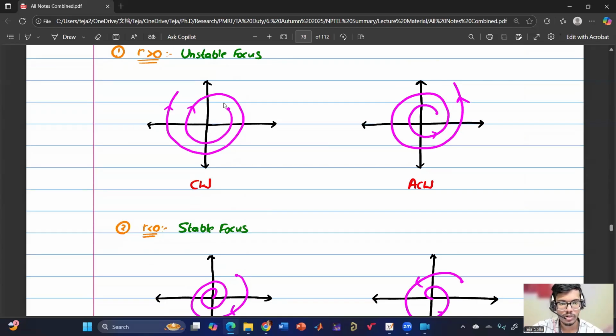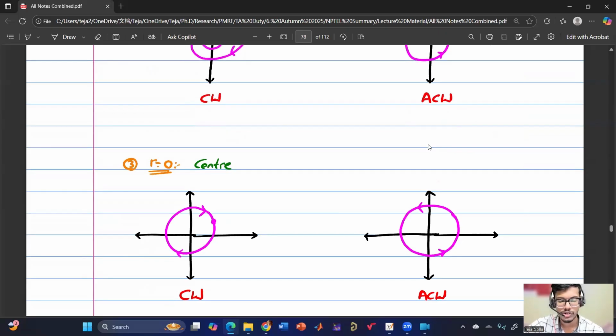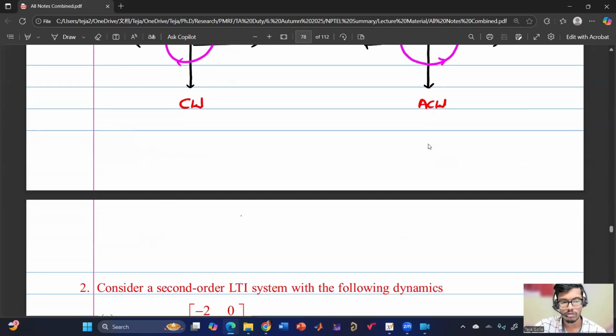And we have also seen how to get the direction of the trajectory, whether it is going clockwise or anti-clockwise. You need to calculate the vector field. So you have to consider delta x and then calculate the vector field. So x dot is, say, Ax. You can consider delta x1 and delta x2 and calculate delta x dot. That will give you the direction, whether it is going anti-clockwise or clockwise.